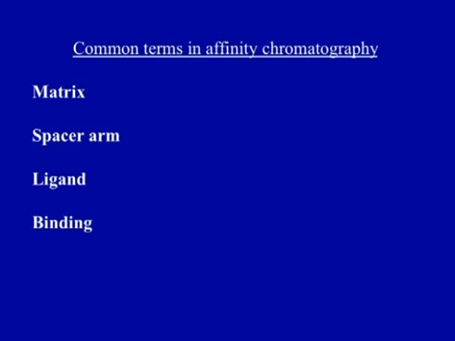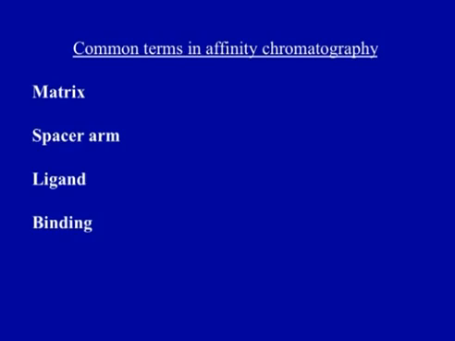There are certain terms which are important. One is matrix, which we have discussed earlier, but now in terms of affinity chromatography. So, the matrix for ligand attachment is very important. The matrix should be chemically and physically inert and should be able to attach to the ligand. Then the spacer arm, like I have shown you, is used to improve the binding between ligand and target molecule by overcoming any effects of the steric hindrance of the matrix.